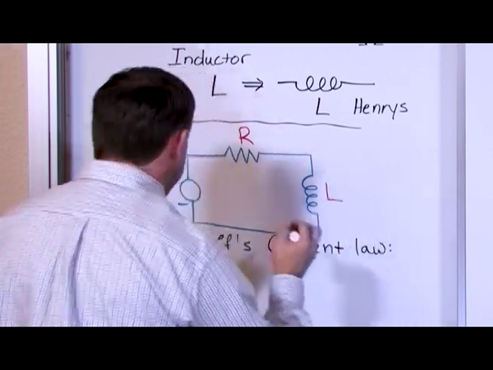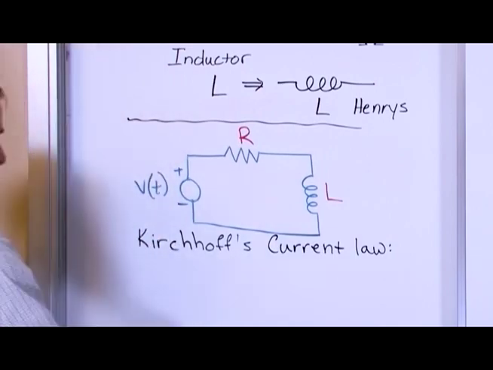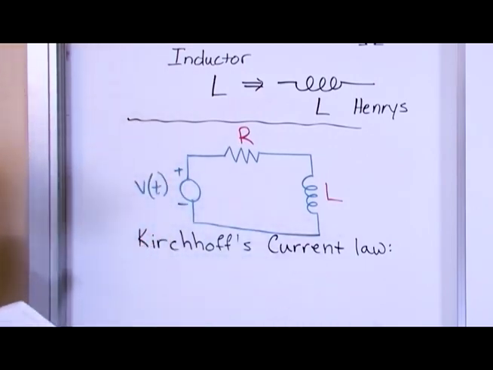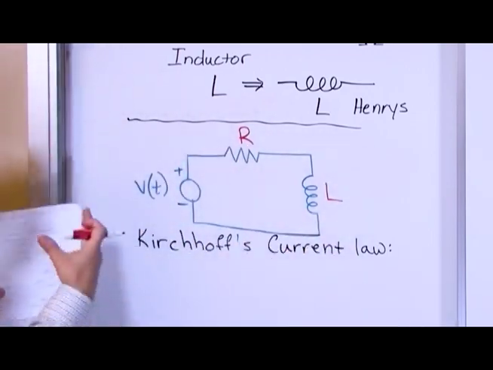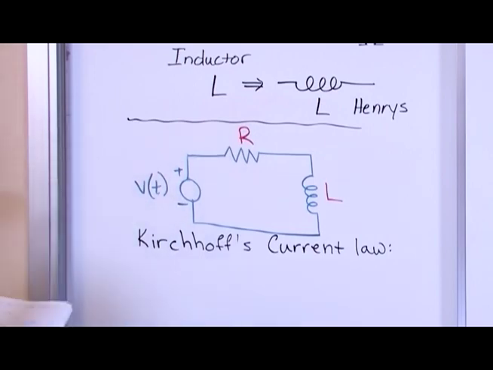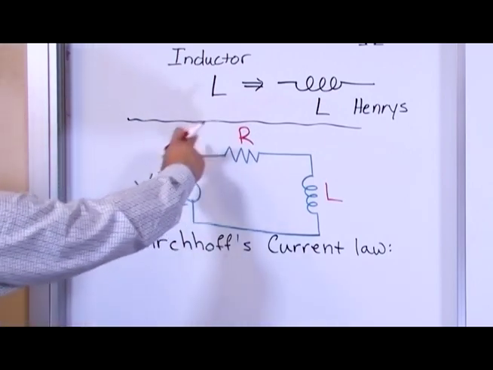All right, now in your book, or in another physics book or a circuits book, it might be called Kirchhoff's first law, Kirchhoff's second law. It doesn't really matter. There are two Kirchhoff's laws. I'm going to call this one the current law. You can formulate it many different ways, but for this particular circuit here, that's a very simple one-loop circuit.